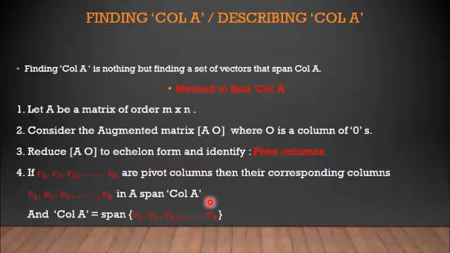What do you mean by this? After you reduce to echelon form, you will come to know what the pivot columns are. So suppose column 1, column 3, column 5 are pivot columns. Then their corresponding columns in the given matrix A, not from the echelon form, they will span column space of A. The pivot columns, right? And column space A is equal to span of V1, V2, V3 and so on Vk. This is the procedure. This is how we describe column space of A.